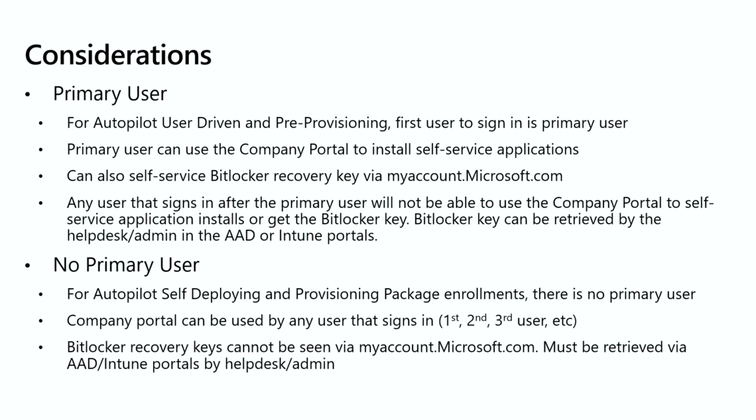Now, for the no primary user scenarios here, this is really the self-deploying and provisioning package enrollments. Company portal can be used by anyone. BitLocker recovery keys cannot be seen by any of the users that sign onto that device. In order to get that recovery key, they must call into the help desk, so an admin can go and get the recovery key from AD or the Intune portal.